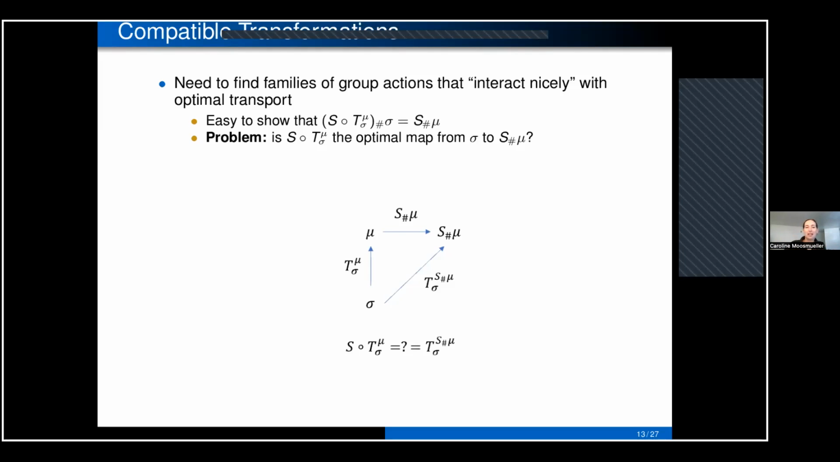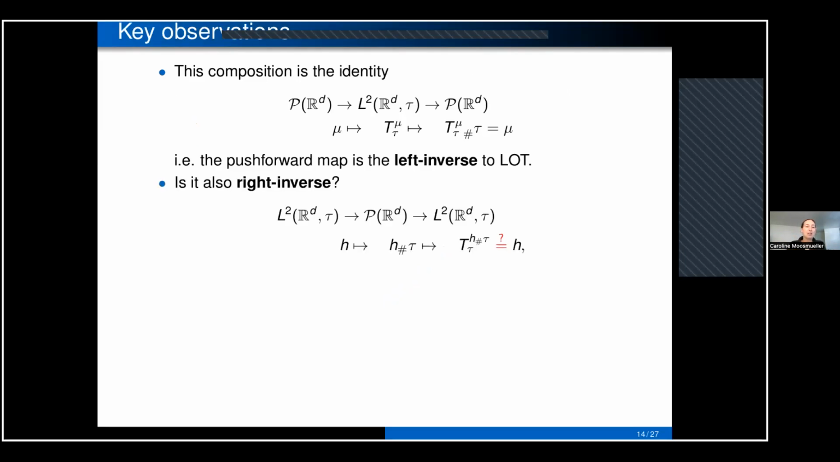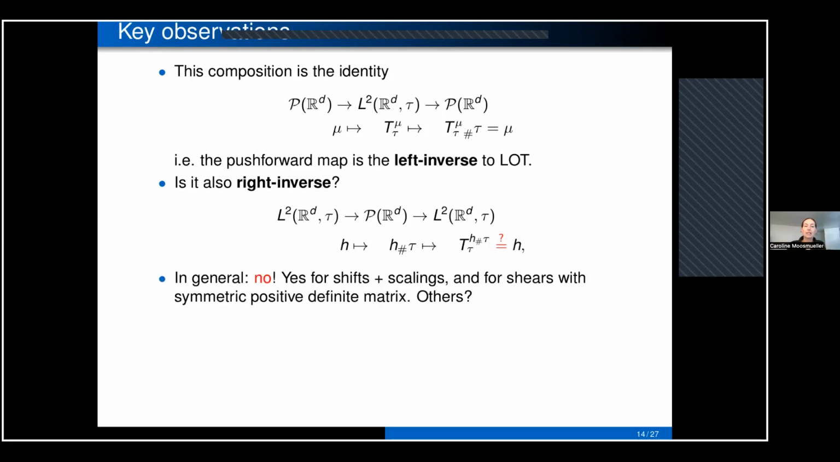Okay, I have one more slide on this, and then we'll continue with something else. It's basically the question of push forward and LOT being inverse to each other. If you first do the LOT and then push with the LOT map, the optimal transport map, you will get back to the original distribution. While if you start with a function, first push a fixed distribution, and then do the LOT embedding, do we get back to the original function or not? It's the case for shifts and scalings, for certain shearings, but in general, it's not the case. So it's somewhat like an invertibility of the exponential map problem. The push forward is the exponential map, LOT is the inverse. Is it always the inverse?